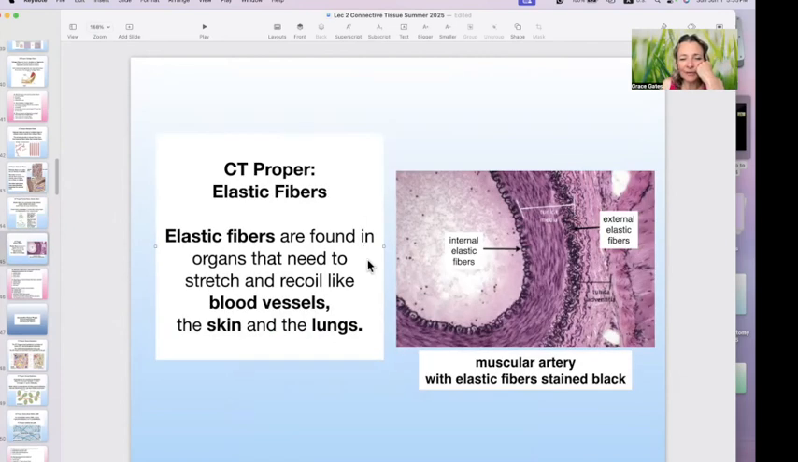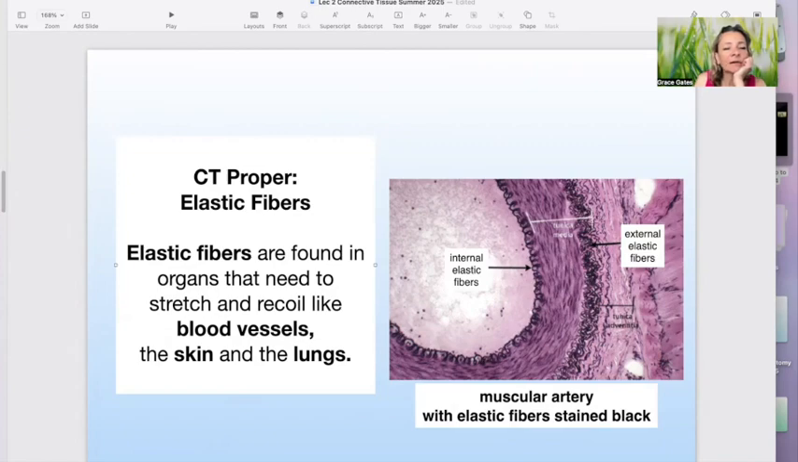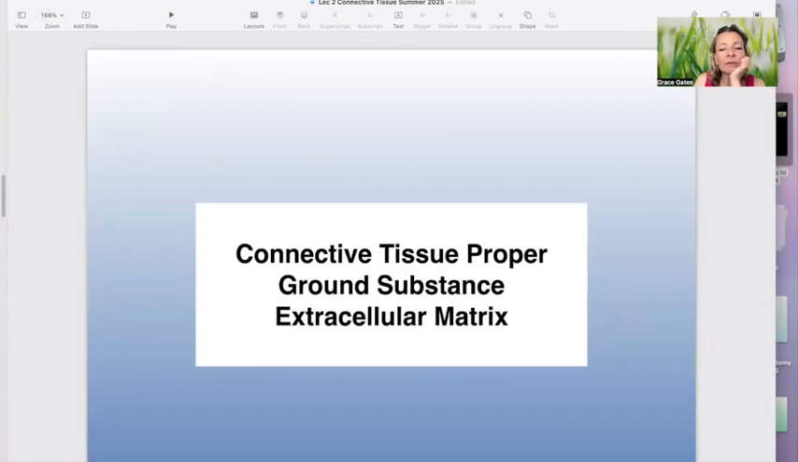So elastic fibers are found in organs that need to stretch and recoil, like blood vessels, the skin, and the lungs. And here on the right, we see a muscular artery with elastic fibers stained black. This would be the wall here of a muscular artery. The whole artery isn't seen, just a bit of the wall here. This would be the lumen.